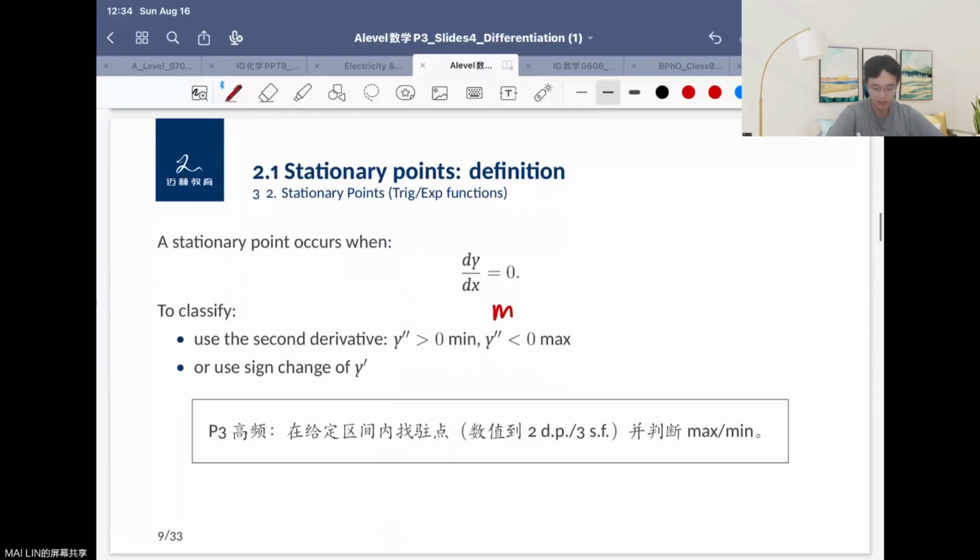If you want to find the maximum point, you can use the second differentiation being smaller than 0. That represents a maximum point. And when the second differentiation is bigger than 0, that means a minimum point, okay? Or you can also use the symbol y prime, which represents the differentiation.